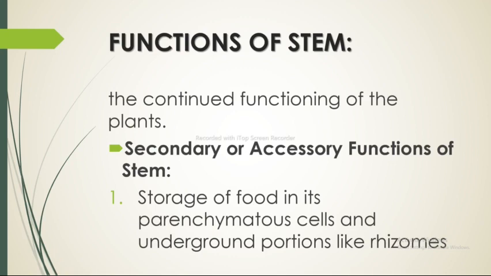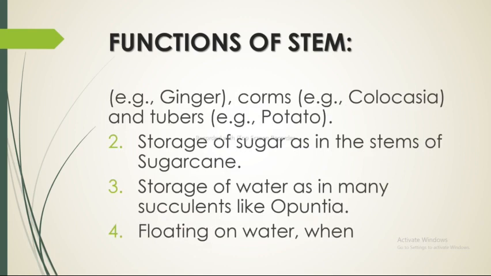First, the storage of food in its parenchymatous cells and underground portions like the rhizomes, for example ginger, corms, for example colocasia, and tubers like the potato. Second, storage of sugar as in the stems of the sugarcane. Third, storage of the water as in many succulents like the Opuntia.